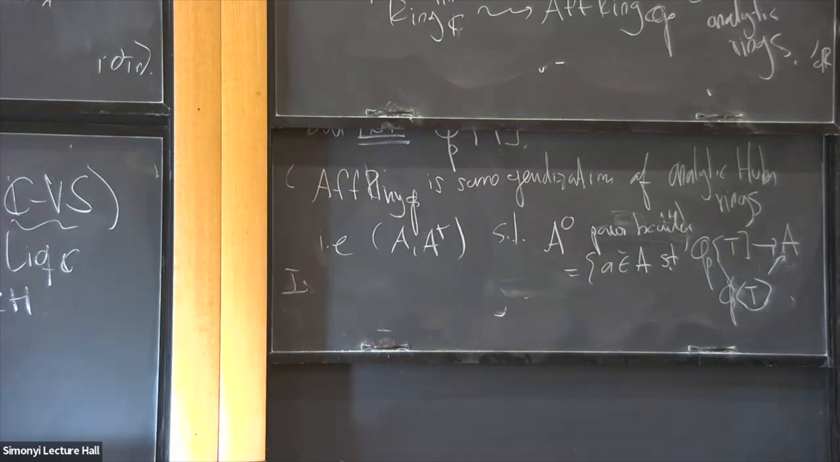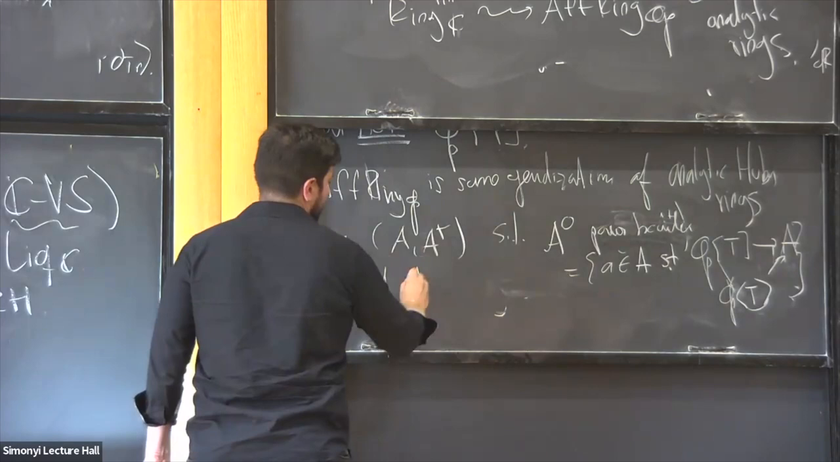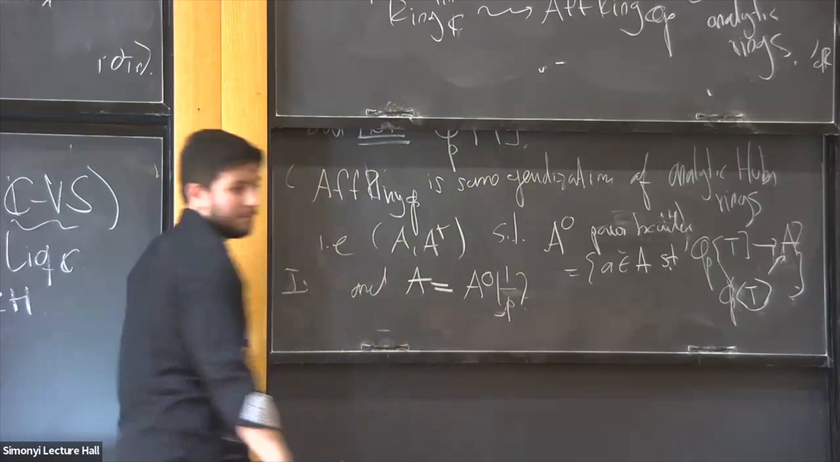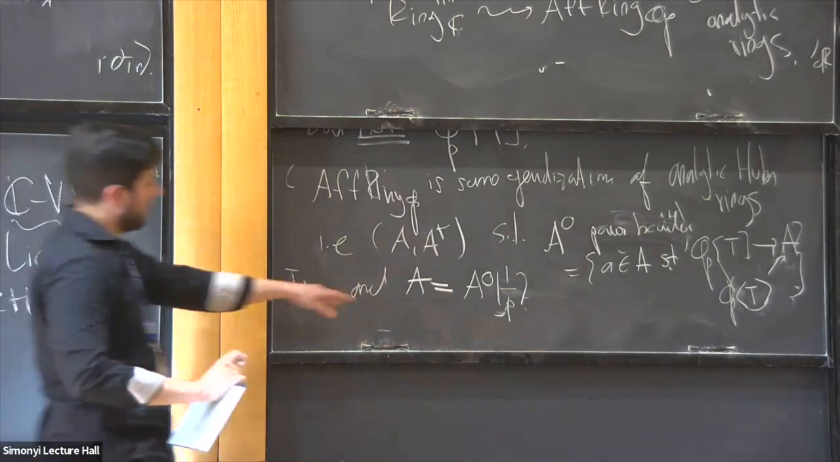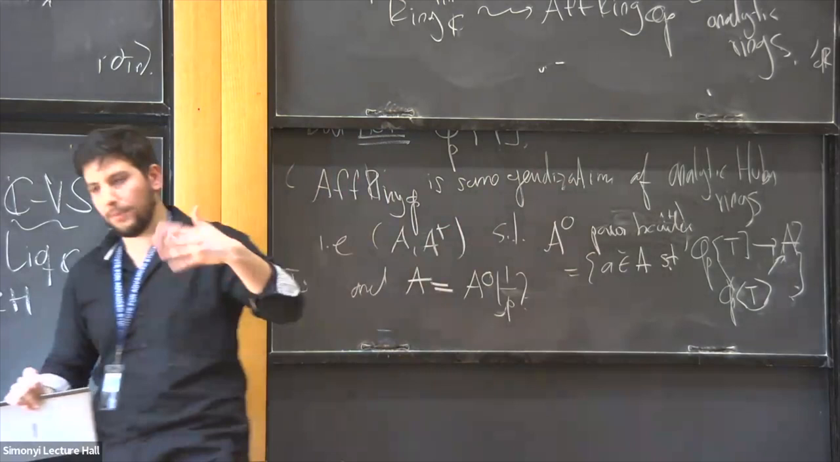The powers of T are uniformly bounded by one. And A is just the power bounded elements divided by the T. So basically, you can think of this one as kind of open, but it's not open, because everything is up to some power of p, actually a bounded function here.